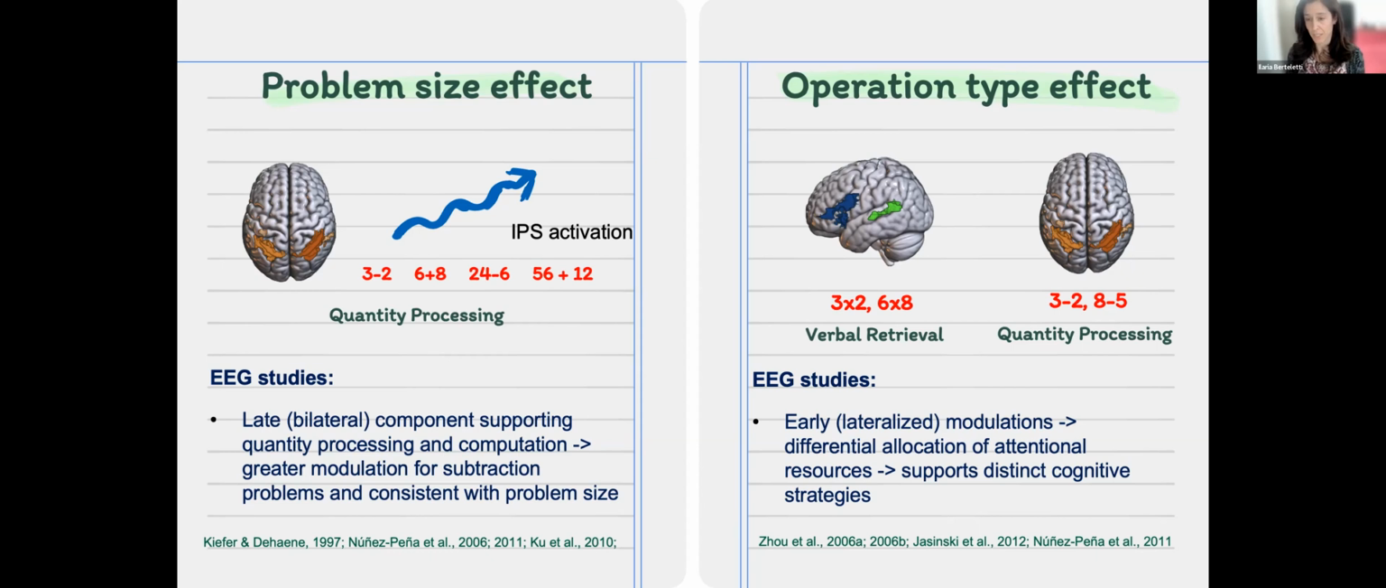In the EEG studies, an early left lateralized component has shown an effect of operation type in prior studies. And this appears to be interpreted as a different allocation of attentional resources, supporting the distinct cognitive strategies.